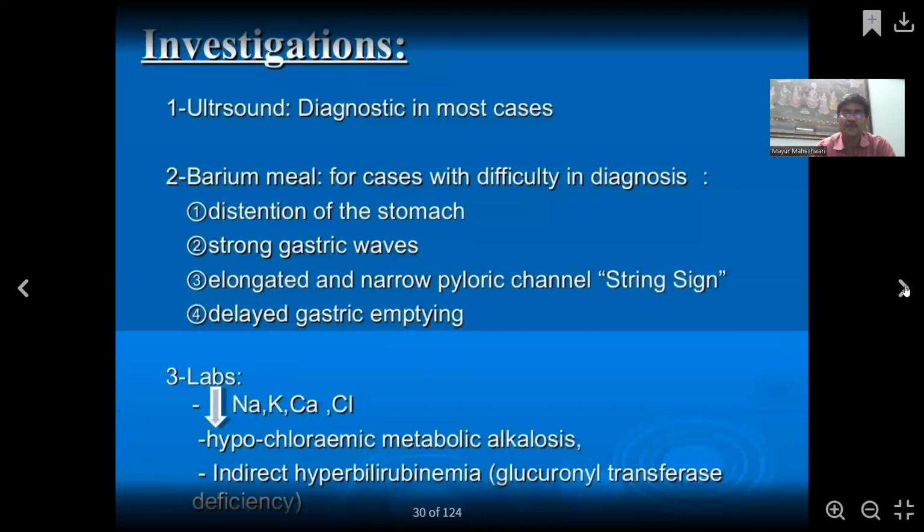Investigations include the gold standard, which is ultrasound, which diagnoses most of the cases. In this, you have to look at the length of the pylorus, the thickness of the pyloric muscle, and the lumen.